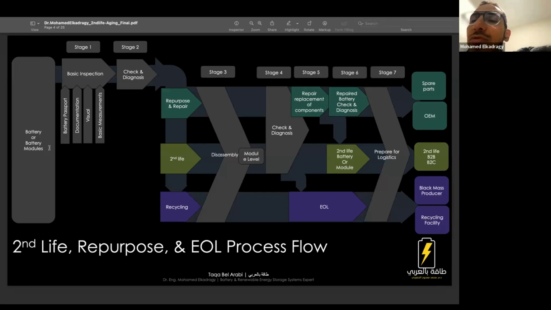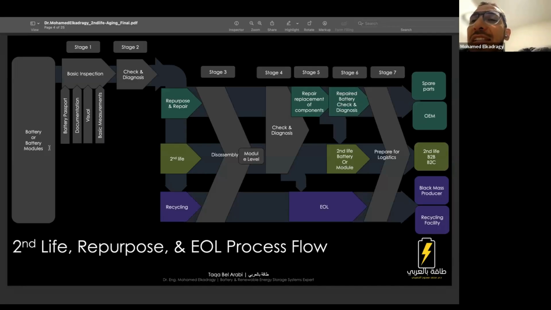Based on this check, we can select between three main streams. The first mainstream is to repurpose or repair it, and this has its own sub stages until it reaches a spare part supplier or an OEM. So for repurposing or repair, the people interested in this are mainly people who provide spare parts for vehicles, electrical vehicles for example, or the OEM itself can do this.